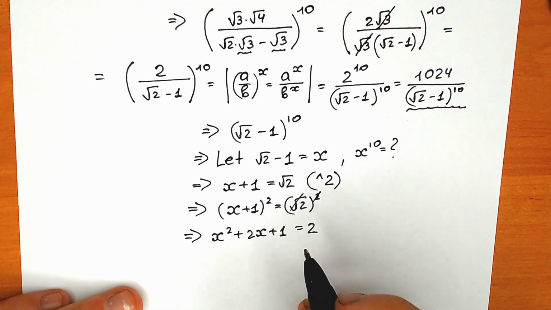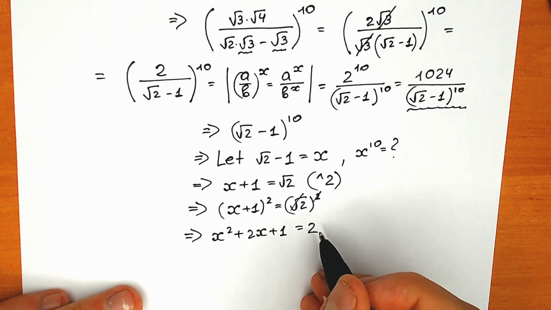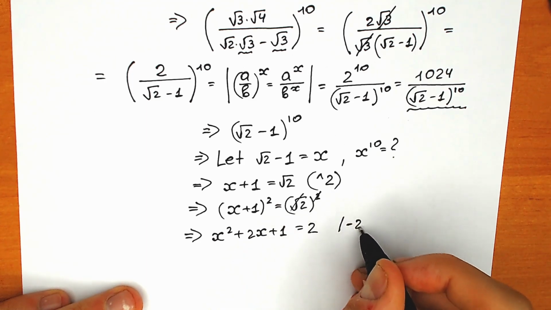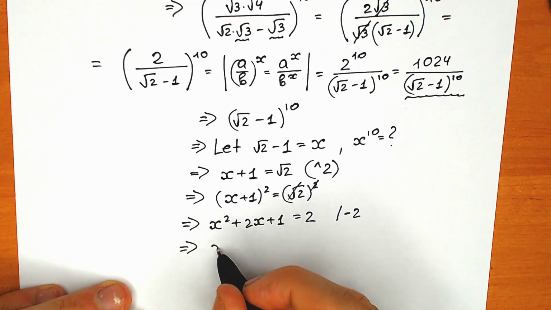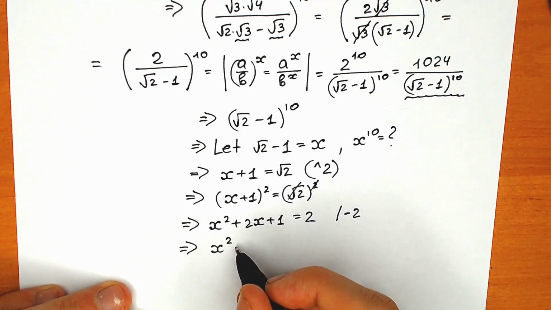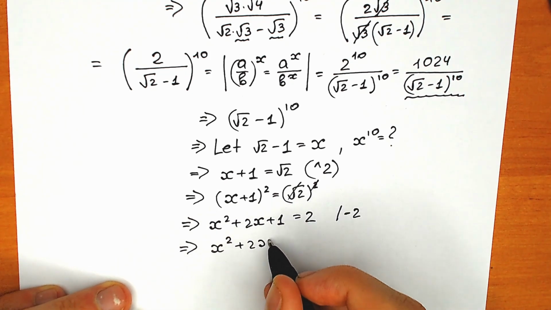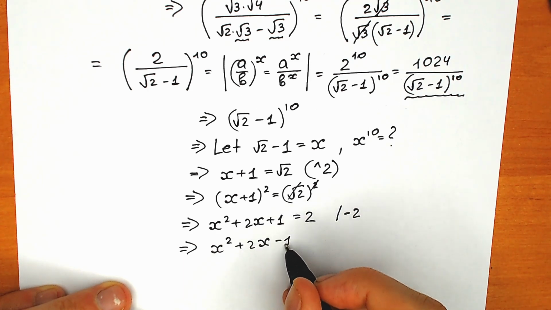And right now we don't need to solve this quadratic equation. Right now we subtract 2 from both sides. As a result, we can easily have 0 on the right side. So as a result, we have x squared plus 2x minus 1 is equal to 0.